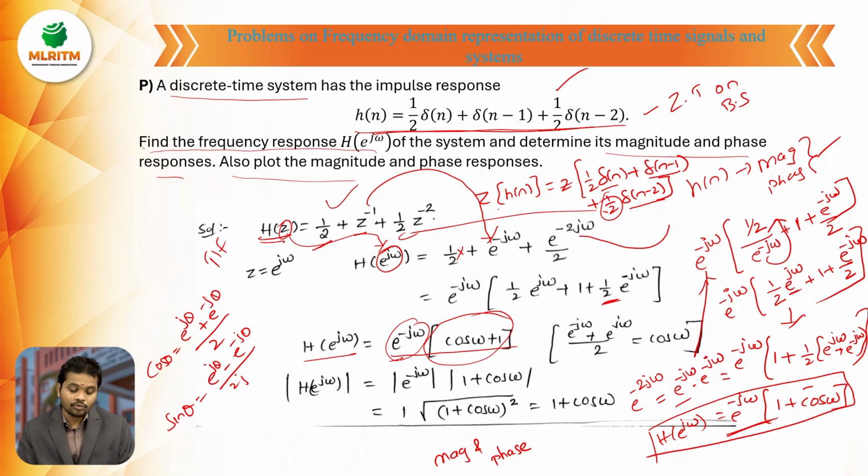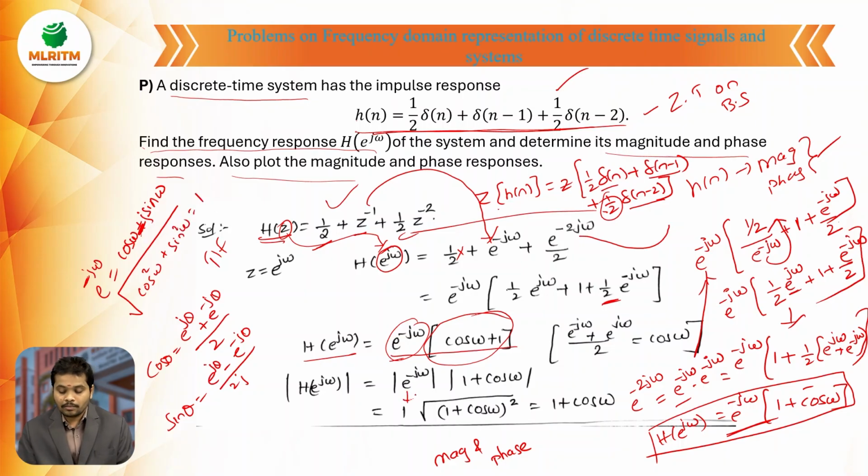So e^(-j omega), by Euler's rule, is cos omega minus j sin omega. What is the magnitude of this term? Root of real square, cos^2 omega plus sin^2 omega. It is nothing but 1.